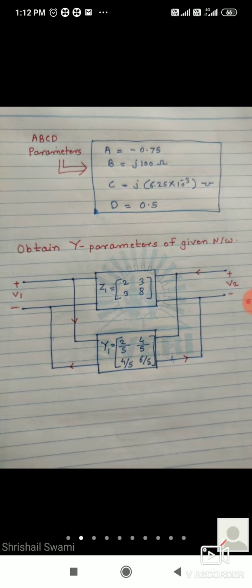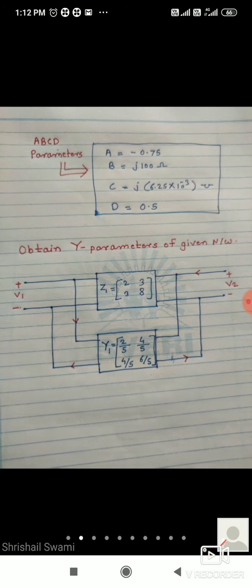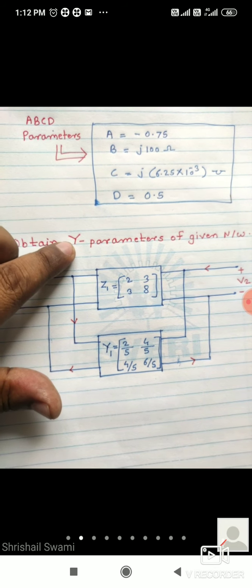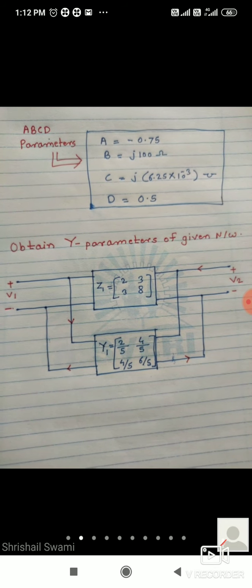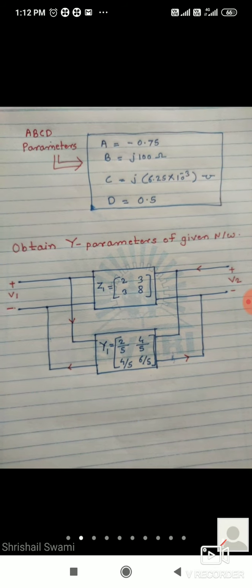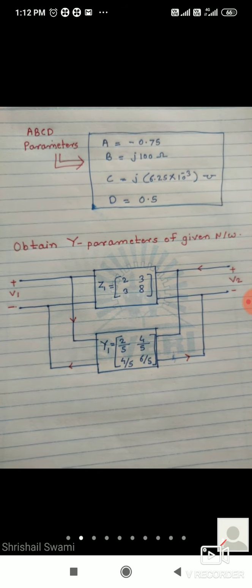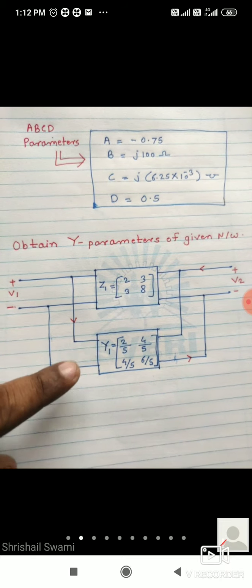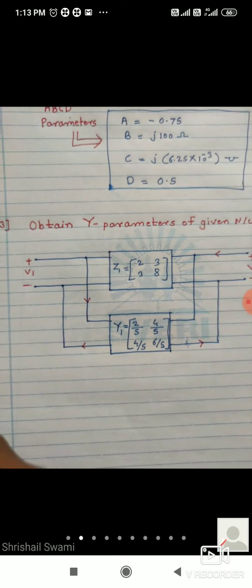Parallel connection साठी कुठला parameter use करतोय आपण? Y parameter, and that is what is asked. So you have to find out the Y parameters of the parallel combination of network X and network Y. Okay, X आणि Y असं दिलेलं नाहीये. We have to consider it.